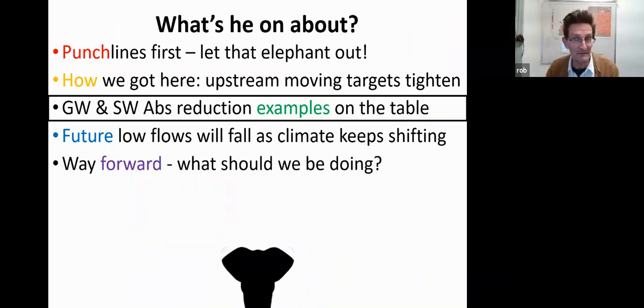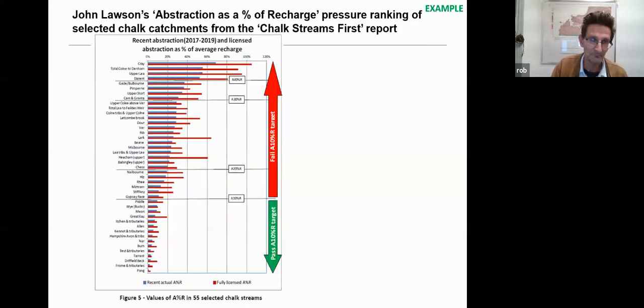So some examples of groundwater and surface water abstraction reductions that are on the table at the moment for consideration. And what I've done here is I've actually borrowed some stuff from John Lawson, who's been doing work on behalf of the Chalk Stream First project. He's done a number of simple modeling approaches. This is something he's done just looking at abstraction as a percentage of recharge in a whole number of chalk catchments across the south and east of the country.